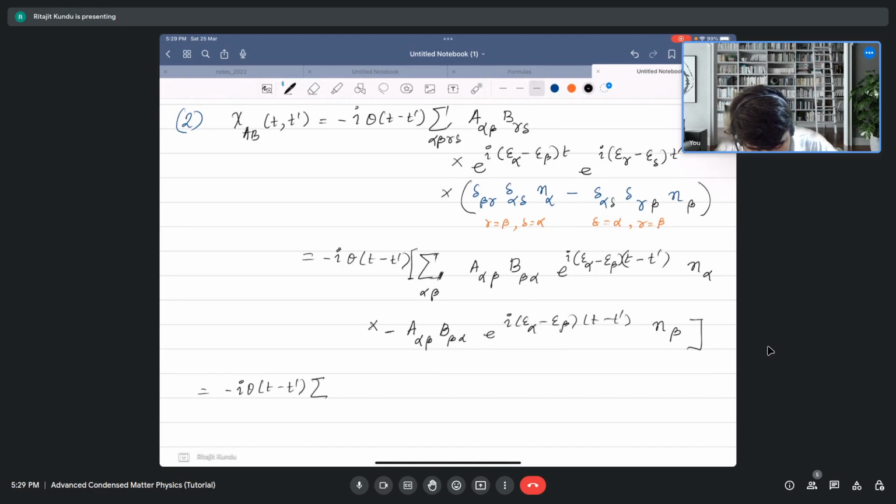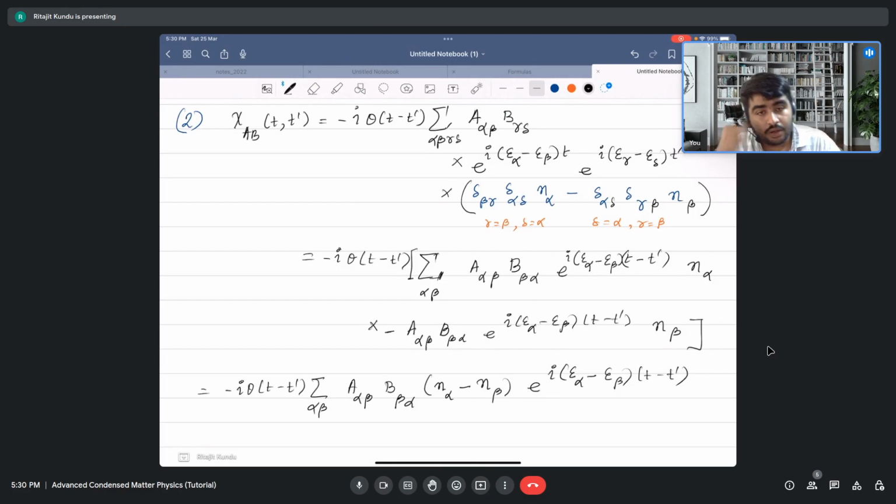Summation over only alpha beta. Initially there were summations over four variables, alpha beta gamma delta, but we have reduced it to alpha and beta using some properties of these operators. So the coefficient a alpha beta and b beta alpha, and n alpha minus n beta, and you have e to the power i epsilon alpha minus epsilon beta times t minus t prime.